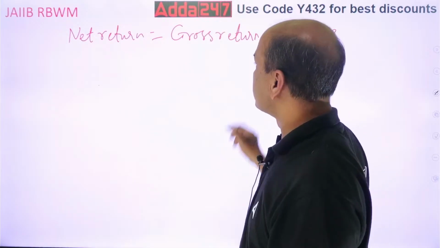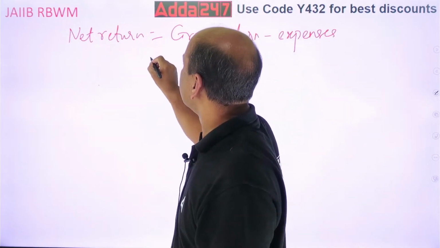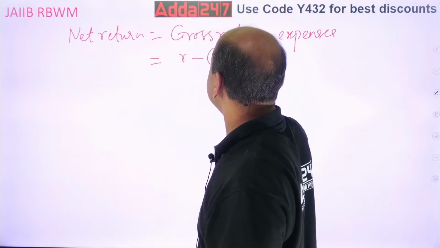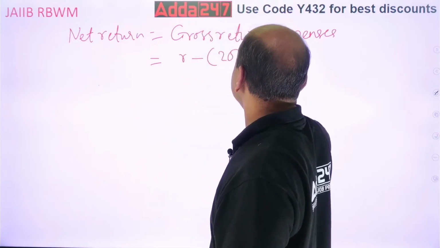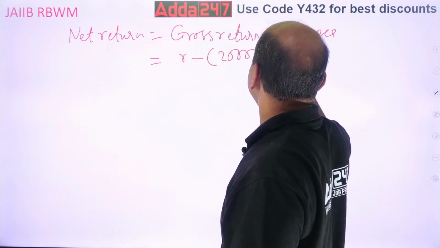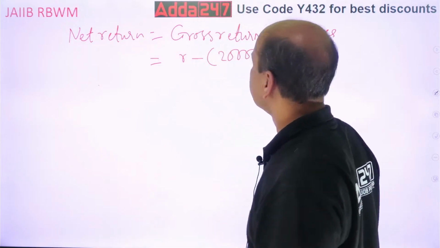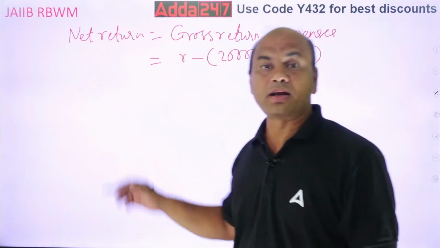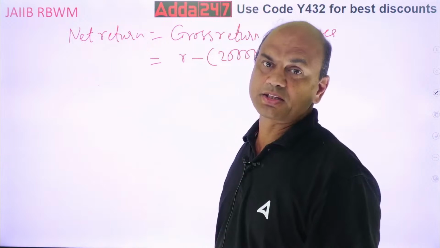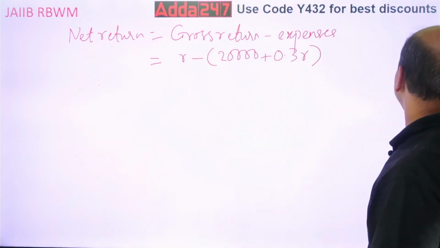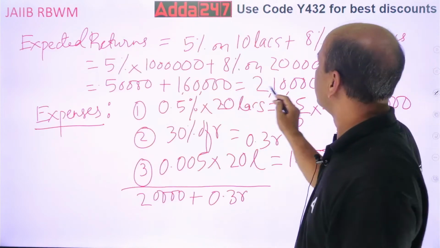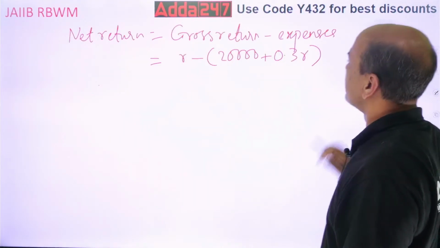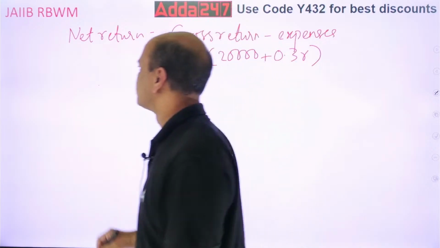So what is my gross return now? Gross return is R minus my expenses, 20,000 plus 0.3 into R, right? But that should be equal to my expected net return, which is 2,10,000. This is what I want. So I'll match this 2,10,000.